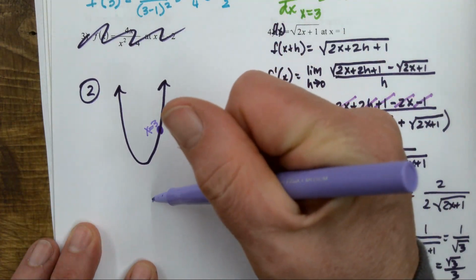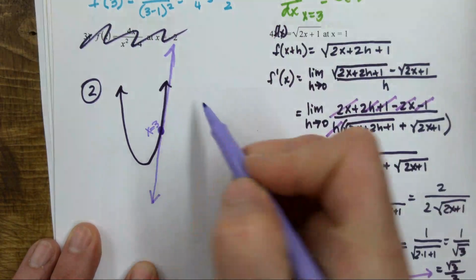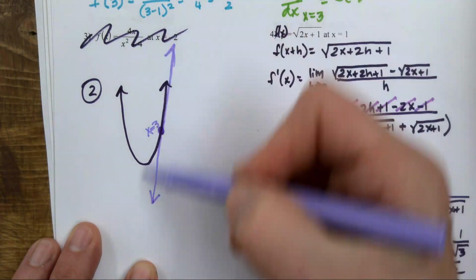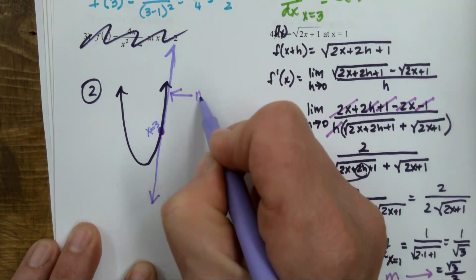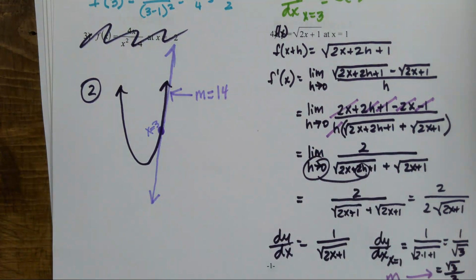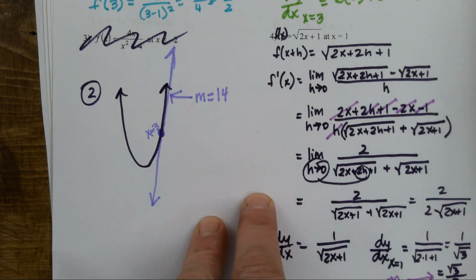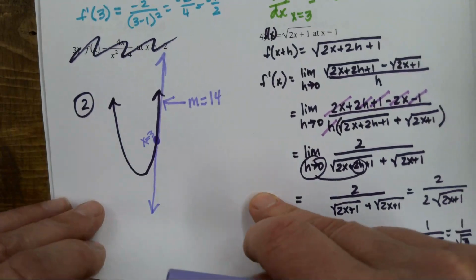There is a line that is the tangent line that hits at that spot, and this line has a slope of 14. What I'm going to do now is not just find the slope, but find the actual equation of the tangent line. So that's where we use the point-slope form or the slope-intercept form depending on the problem. So here we are.